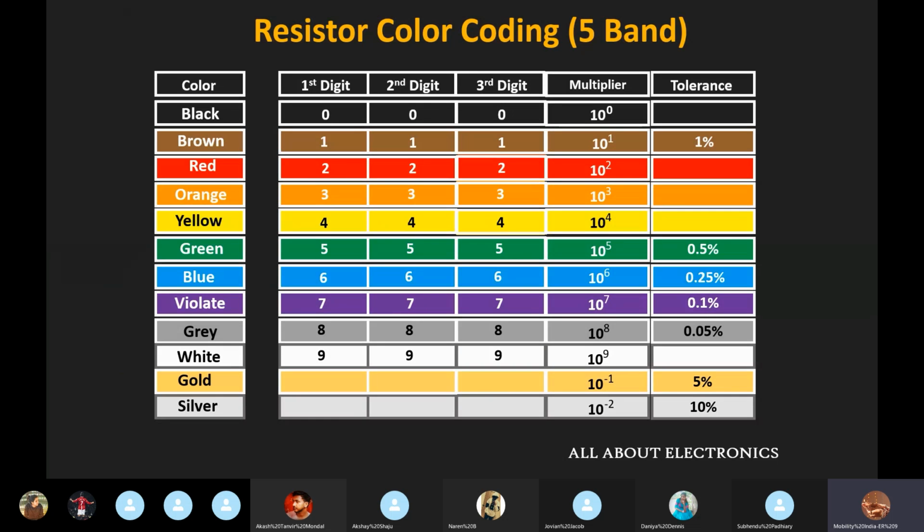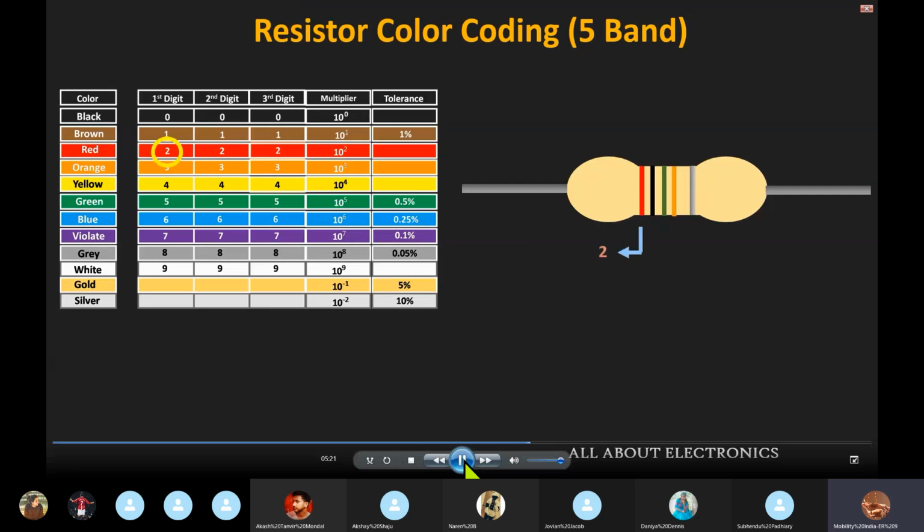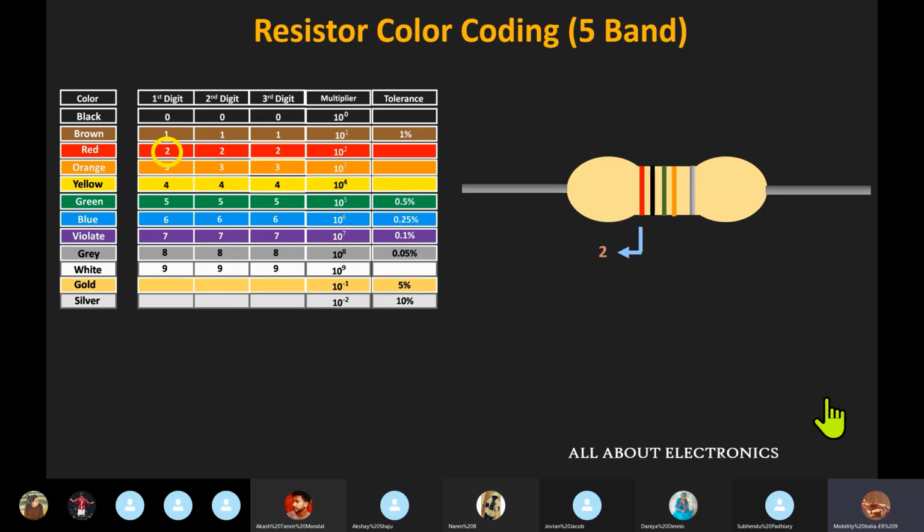So let us take one example of this 5 band resistor and let us find out the value of that 5 band resistor. So here we have one 5 band resistor, and for this 5 band resistor the first color band is of red color, so it defines the value of 2. Similarly, the second color band of this resistor is of black color, so it defines the value of 0. And likewise, the third color band of this resistor is of green color, so it represents the value of 5.